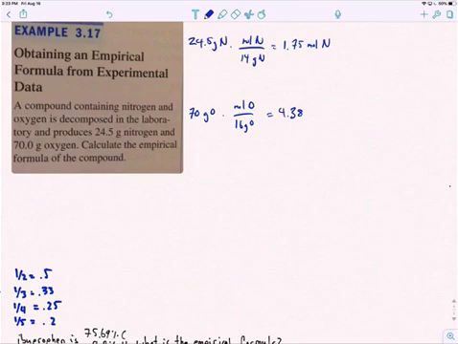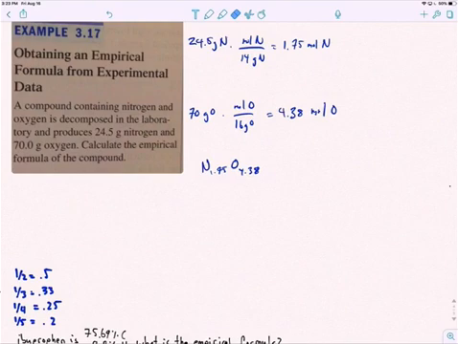4.38 moles of oxygen. And you're like, okay, I'm done. So we have nitrogen 1.75 and oxygen 4.38. And I'm done. No, you're not done. Because atoms have to be whole numbers.